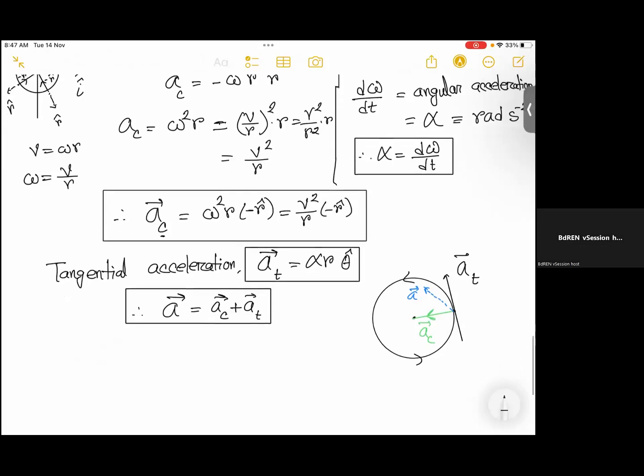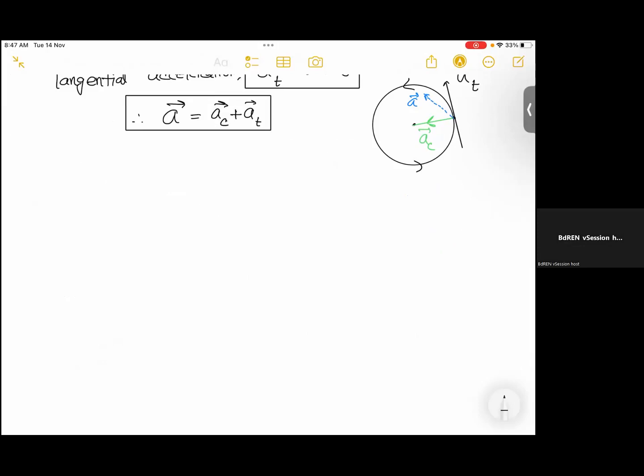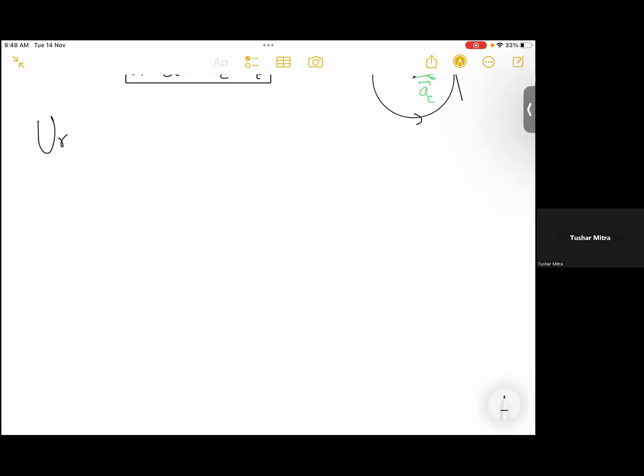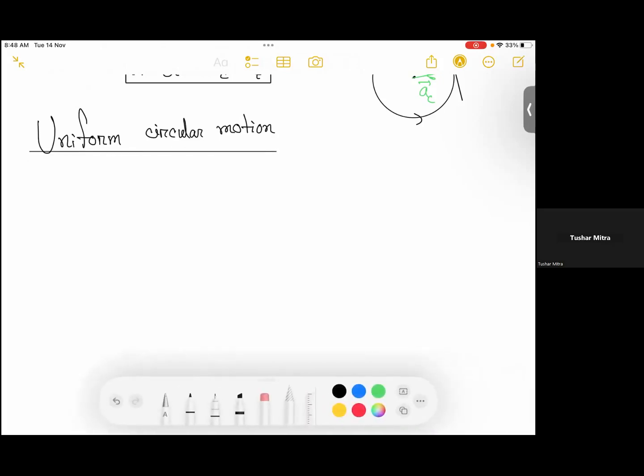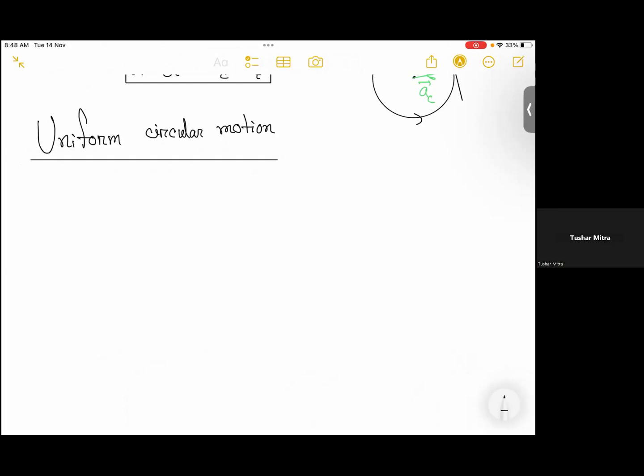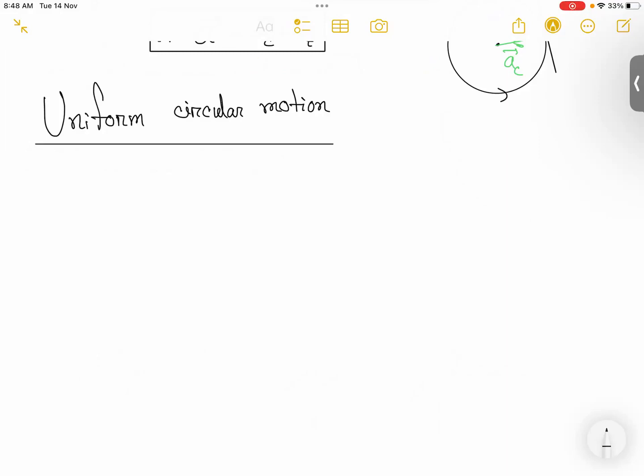Fine. We are going to talk about something called uniform circular motion. As the name suggests, by uniform, we mean that the omega, the angular velocity, is a constant. Since it's uniform, the object moves in the circle uniformly. There is no change in the angular velocity of the object.